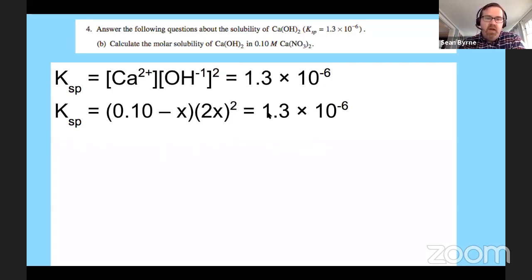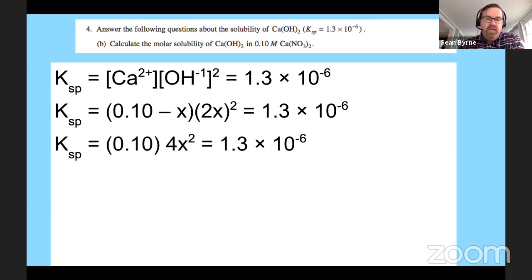Take a second just to make sure that you're comfortable with how I filled that in. This first line up here, I got the KSP expression from our net ionic equation. I filled in my values from my ice table. And now it's just algebra, but again, this algebra is a little bit tricky. You're going to see that I simplify the 0.10 plus X to just 0.10 because we assume that X is way smaller than 0.10. So we can assume that this X is not consequential.